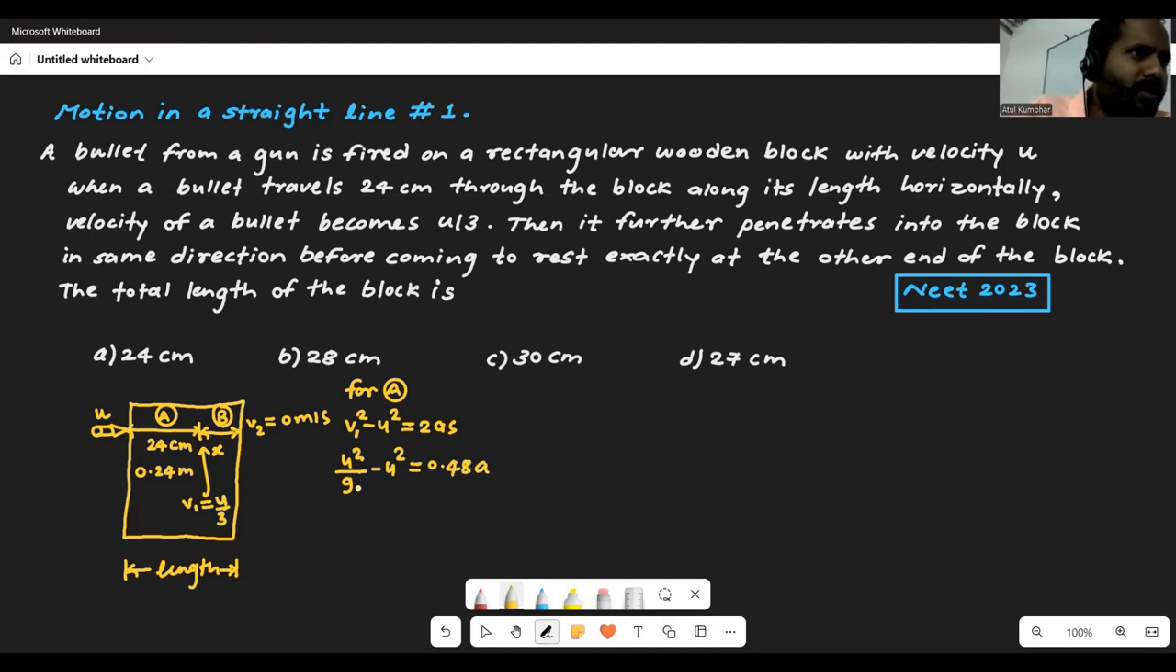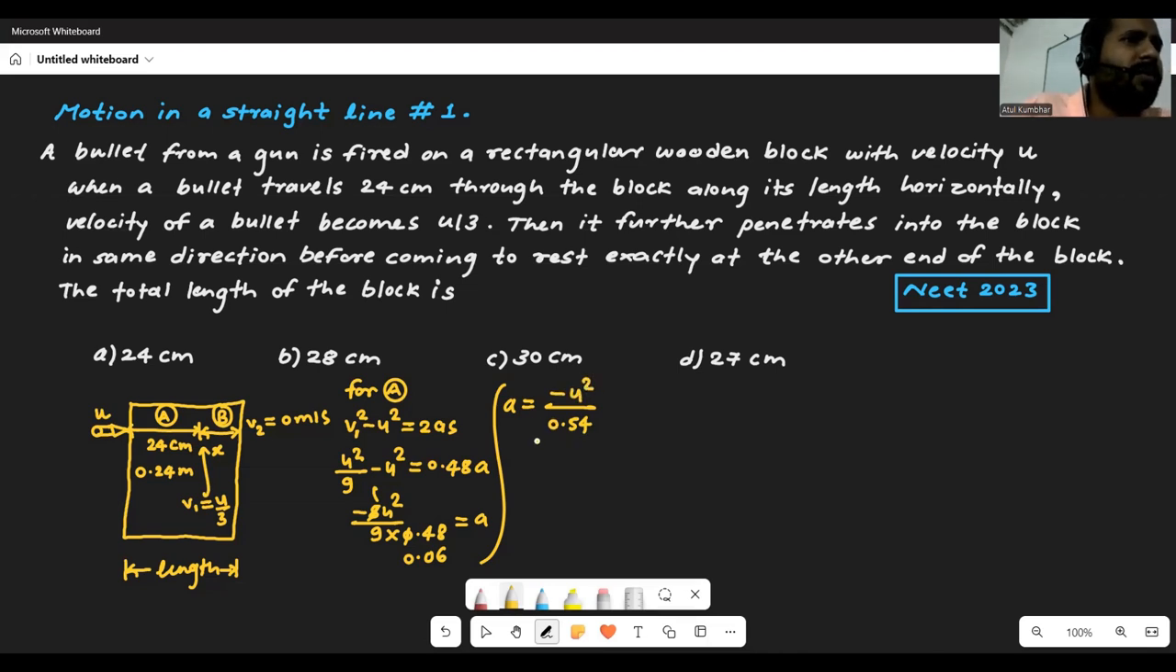If you simplify, you get minus 8 u square divided by 9, and 0.48 will come in the denominator. That's your a. So 8 into 6 is 48, 9 into 6 is 54, giving 0.54. Finally, you get acceleration a equal to minus u square divided by 0.54. Let's take that as the first equation.